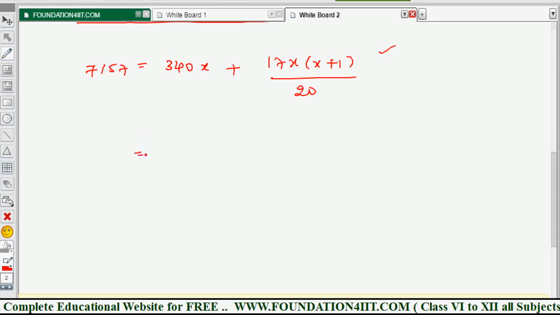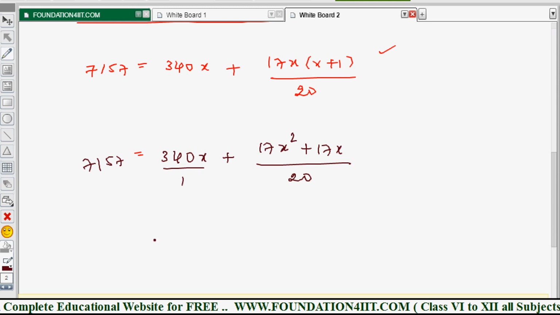Then just do all the simplification. The amount received is already 7157. If you simplify this, 340x plus 17x into x is 17x square plus 17x, okay, divided by 20, and that is equal to 7157. Then for the simplification, do the LCM and simplify.